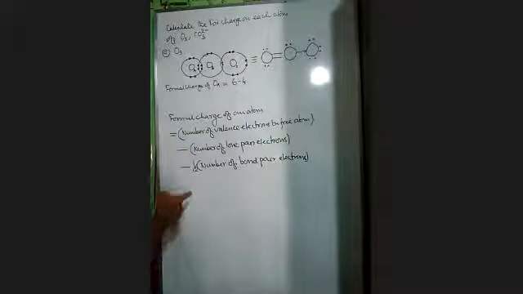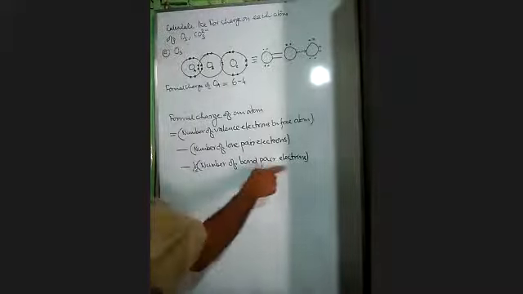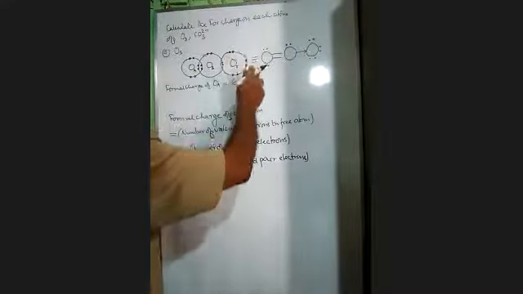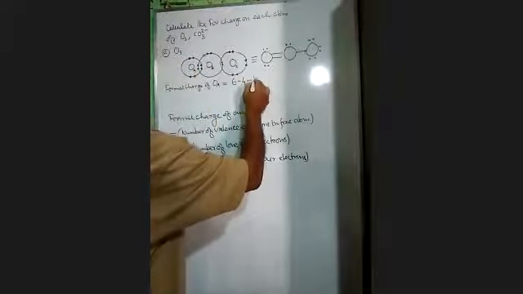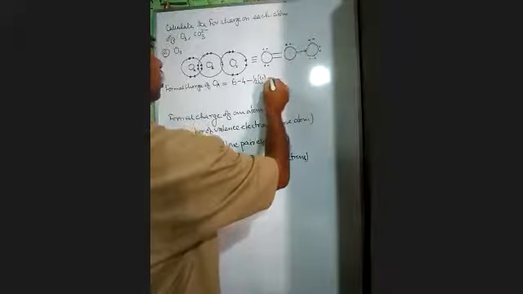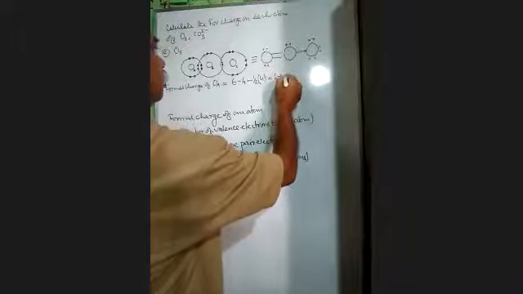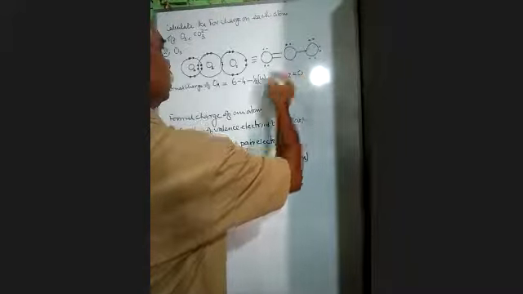Then what does it say? Half the number of bond pair electrons. So this oxygen is having how many? How many electrons are there in this bond pair? Each bond contains 2 electrons, so that we call it bond pair. 2 bonds are there, 2 into 2 is 4. So minus half of 4. So that is equal to 6 minus 4 minus 2, which is 0. So in oxygen A, formal charge is 0.